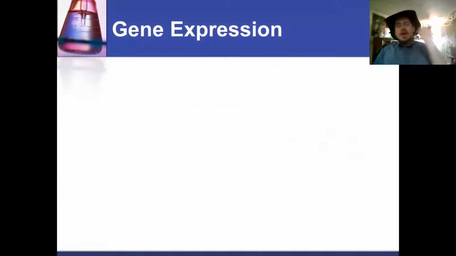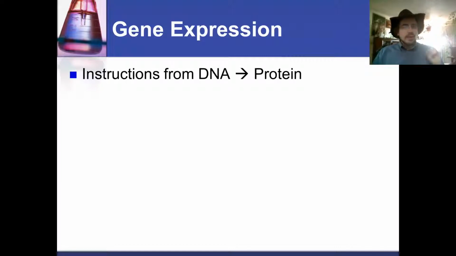So, when you use instructions, you are expressing genes. So gene expression is using DNA. In gene expression, you go from the instructions from DNA, or the gene, to a protein, because that's all a gene encodes: protein. So there are some important terms we're going to be using during this chapter.